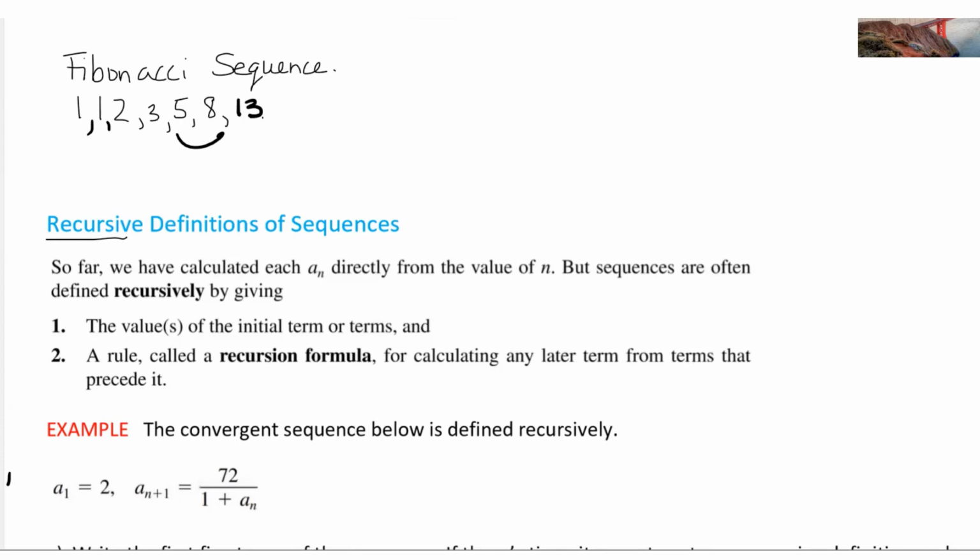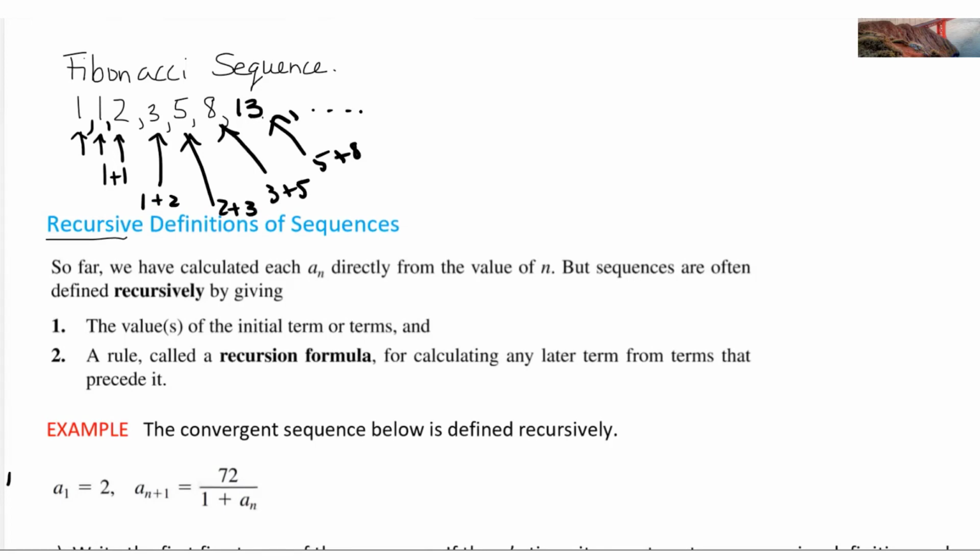The first term is 1, the second term is 1. After those two, you get every term by adding the previous two terms. So this 2 comes from 1 plus 1, 3 comes from 1 plus 2, 5 comes from 2 plus 3, 8 comes from 3 plus 5, and 13 comes from 5 plus 8. Okay, and we can keep going.